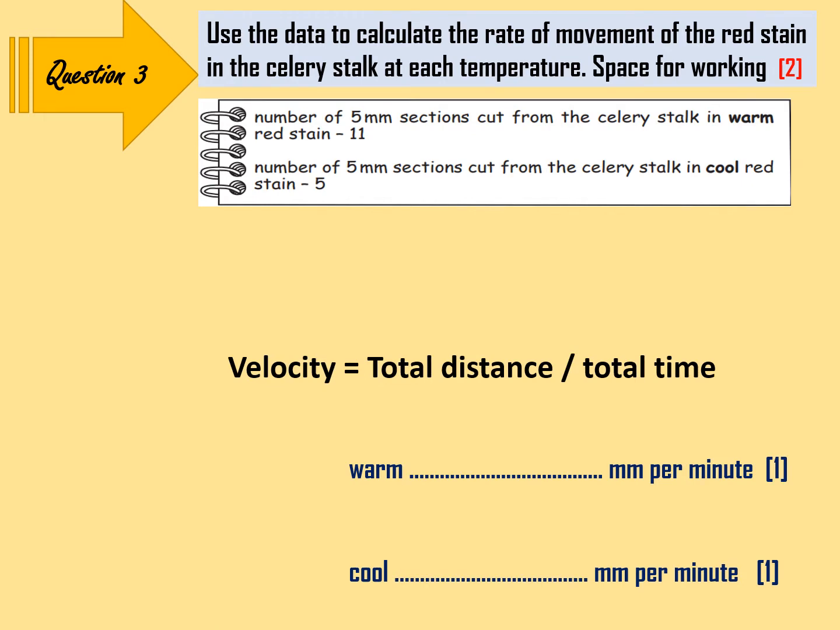I'm heading to the second question. The next is question number 3. Use the data to calculate the rate of movement of red stain in the celery stalk at each temperature, and space for working will be given in your paper.